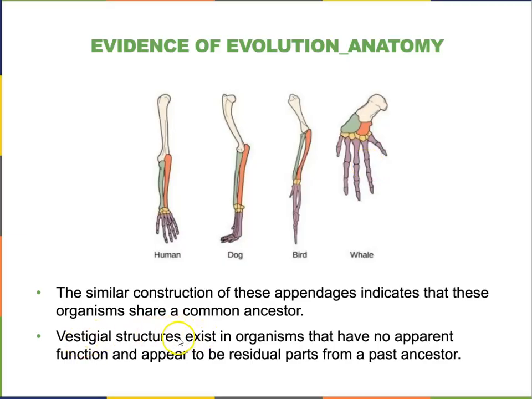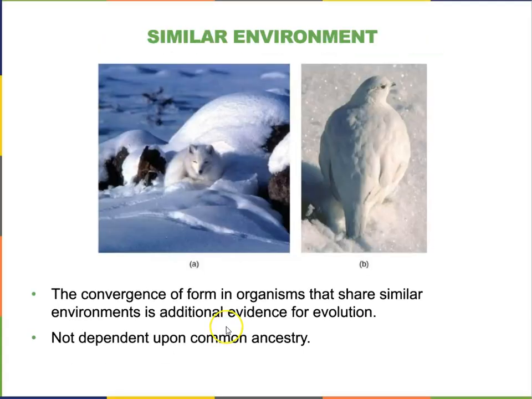Vestigial structures exist in organisms that have no apparent function, and they appear to be the residues from a past ancestor. The example of a vestigial structure in humans is the appendix. Some species live in the same environment. The convergence of form in organisms that share a similar environment is an additional piece of evidence for evolution.